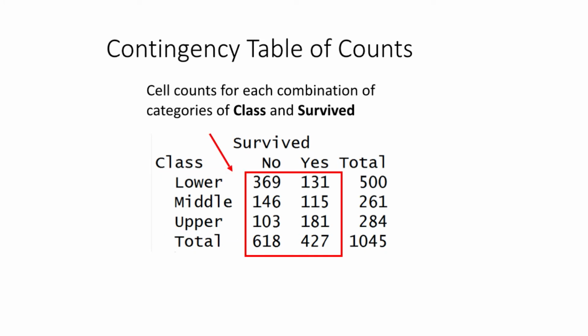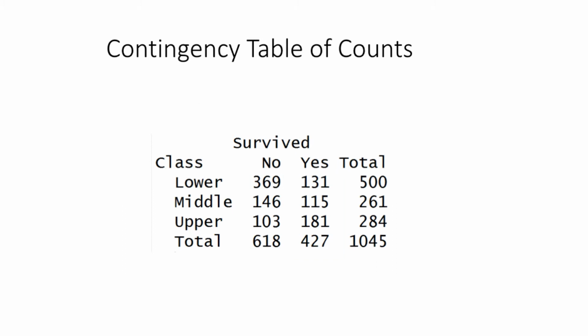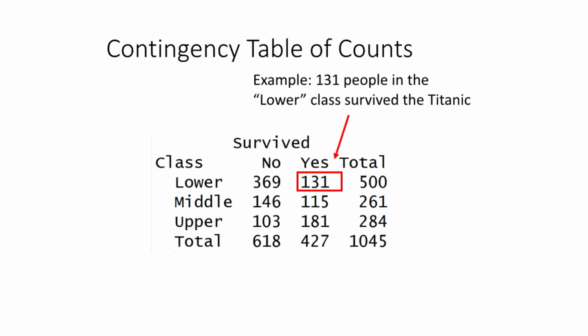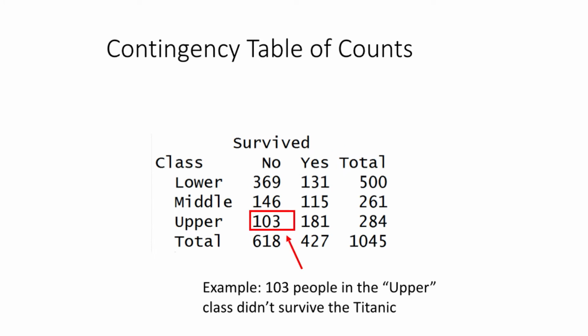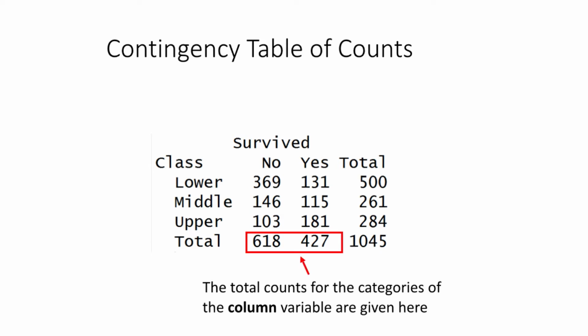In the middle, you can see that we have cell counts for each combination of the categories of class and survived. For example, if you just look at the row for the level lower and the column yes, for that value of the survived variable, you can see that we have 131 people in our data set who were a passenger in the lower class, yet also survived the Titanic. To give another example, if you look at this cell, we have 103 people in the upper class who in fact didn't survive the Titanic.